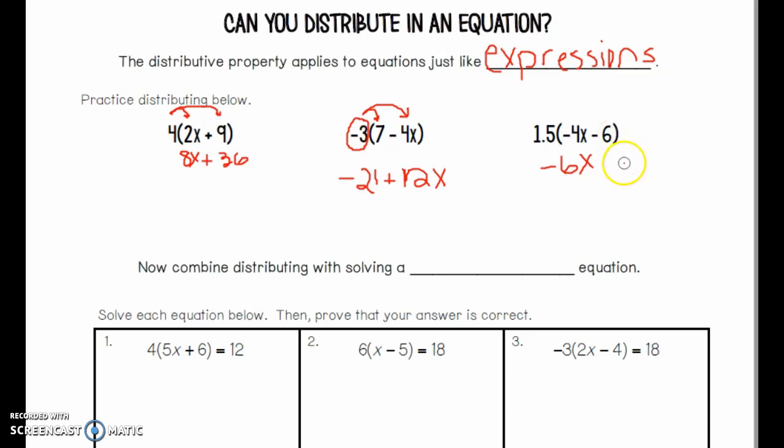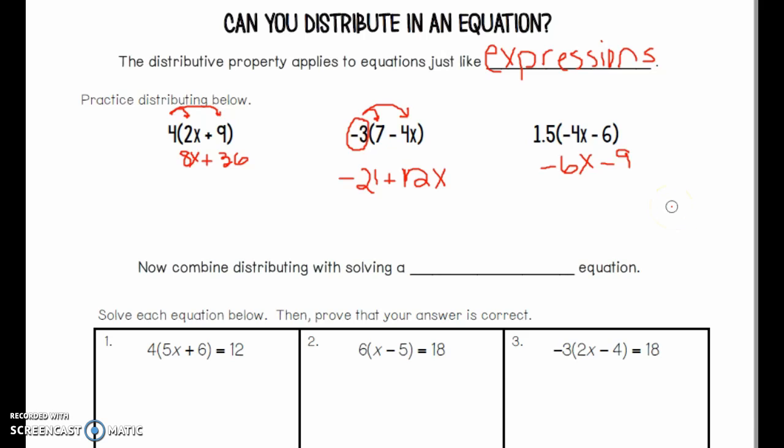1.5 times 6 means I take 1 of 6, which is 6, and then a half more, which is another 3, and I add that up, I get 9. You can check on your calculator if you don't believe me. Positive times negative is a negative. Okay, now, don't forget, you already know how to do this stuff.